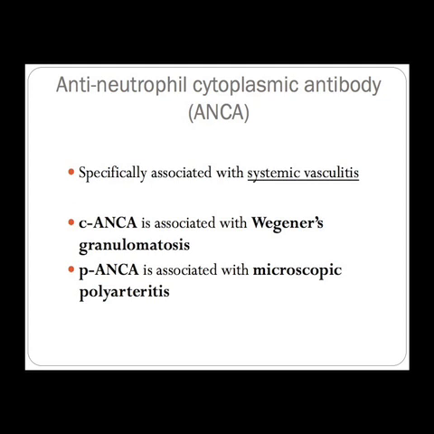The next group are the anti-neutrophil cytoplasmic antibodies, or ANCAs, and these are specifically associated with systemic vasculitis. There are two important ones: C-ANCA, that's associated with Wegener's granulomatosis, specifically Wegener's with renal involvement; P-ANCA, which is associated with microscopic polyarteritis.